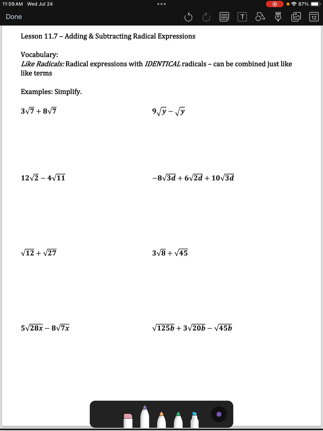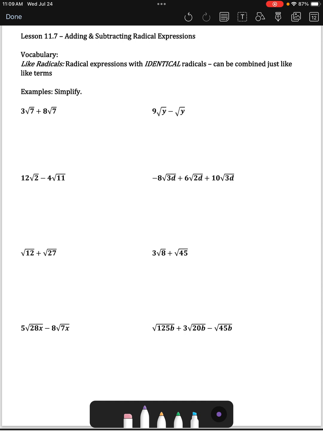Today we're going to focus on adding and subtracting radical expressions, which is going to be very, very similar to combining like terms, with the little catch that we do need to take a look at the radicals themselves, and before we try to combine anything, look at them and say, can I simplify you?